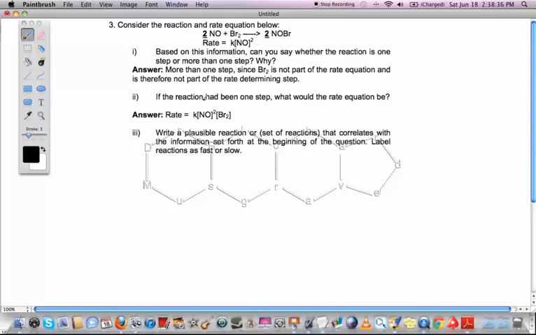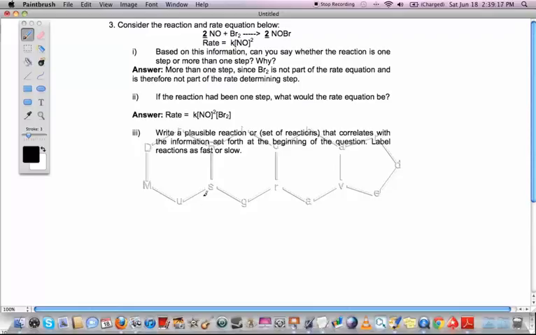So if the reaction had been one step, what would the rate equation be? Well, it would have to involve everything that's in the reaction, which would be two NOs, that's why it's NO squared, and Br2 as well. So rate equals k NO squared Br2. That would be the entire rate equation, because it would involve everything, including the two NOs that are in here. So even NO and Br2 would not explain it. It'd have to be NO squared Br2. That's what it would be if it was one step. Well, let's get on here and see how we might actually come up with a plausible list of steps that would explain what was going on here.